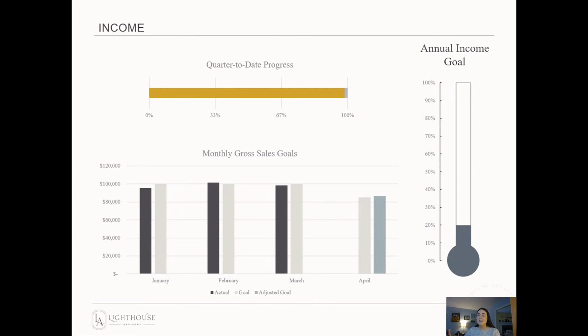All right, the next area I like to focus on is income. So there's a couple ways you can look at it. One is based on a quarterly projection. So where you are and where you would expect to be for the first quarter of the year, for example. The thermometer to the right would be the annual goal and how far you've gone towards reaching your annual goal. And then looking at it from a monthly perspective, what did you expect to bring in each month? Did you meet that? And does your goal for the months going forward need to be adjusted in order to take that into account?